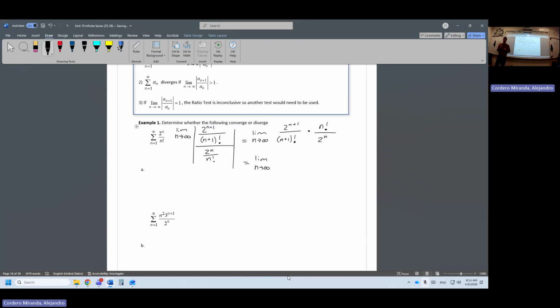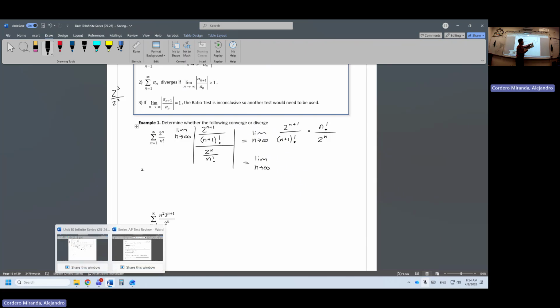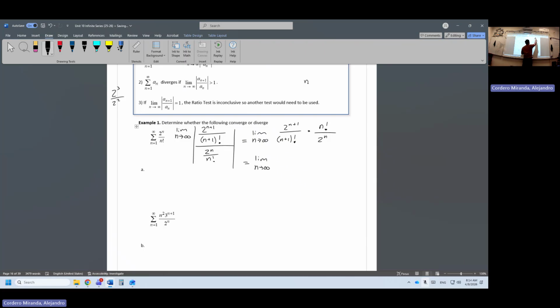That might be too abstract. But what if it said 2 to the 3 over 2 to the 2? Yeah, exactly. That's what's going to happen: you can subtract these two exponents. 3 minus 2 is 1. Same thing here, n plus 1 minus n is, of course, 1, because this is 1 more than n. So n plus 1 minus n is 1, and you just get 2 to the first on the top.